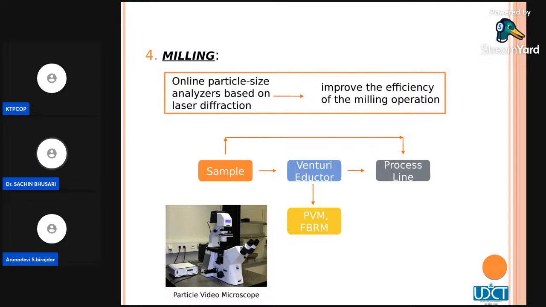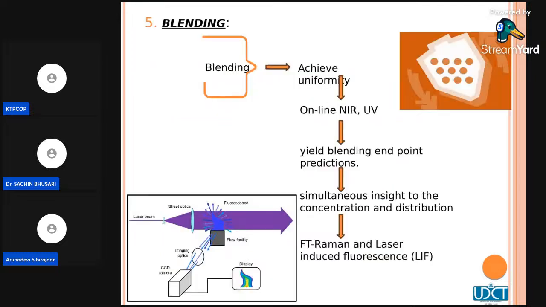So this is the classical way: samples are sent through Venturi, and it goes to the process line, and in the Venturi eductor, PVM, FBRM tools are there. So particle video monitoring is there, and you can have reflectance measurement. Focus beam reflectance measurement is also there.